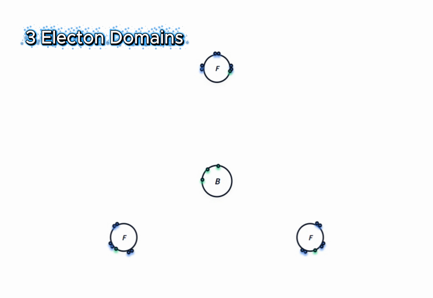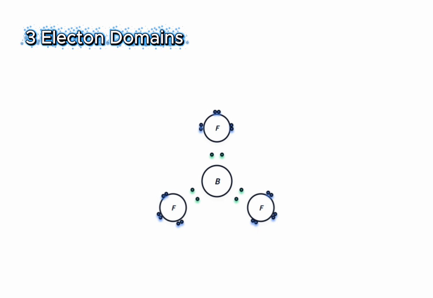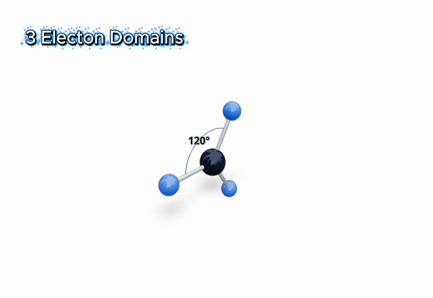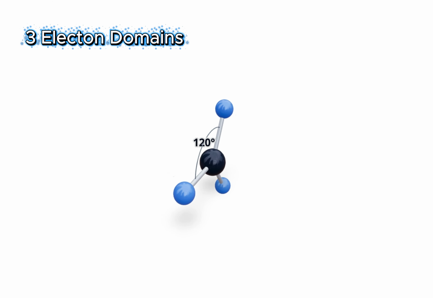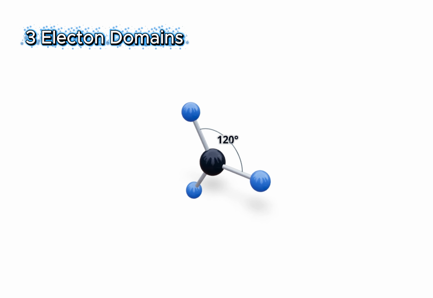Now, let's look at the molecules with 3 electron domains. When a central atom forms 3 bonds with no leftover electrons, the 3 electron domains push each other away with equal force. They lie flat on a plane to form a trigonal planar structure. Here, the bond angle is maintained at exactly 120 degrees.